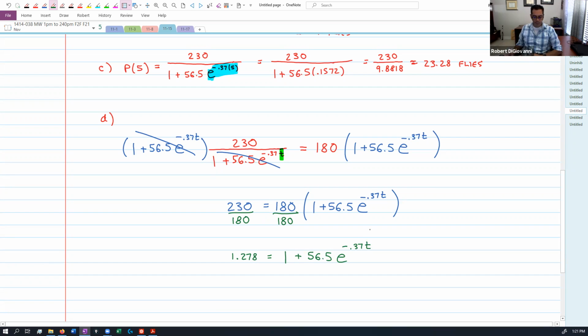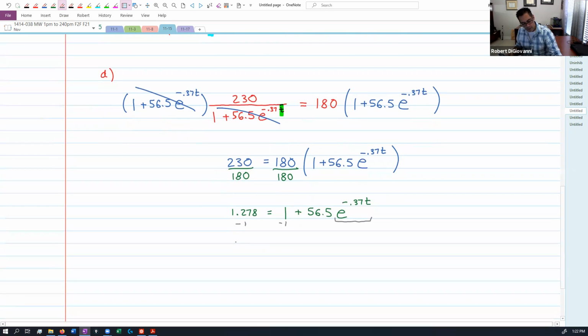Okay. And now it's just a matter of, now we've got it to something we've seen before. This is an exponential equation. We're going to try and solve for t. So we've got to get that e thing by itself. So I'm going to subtract 1 on both sides. So that gives me 0.278 equals 56.5 e to the negative 0.37 t.